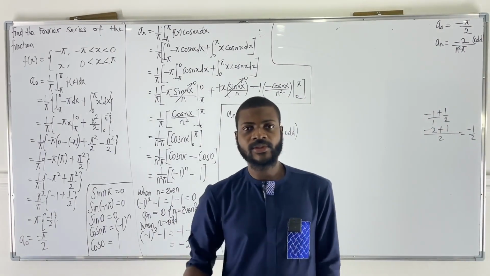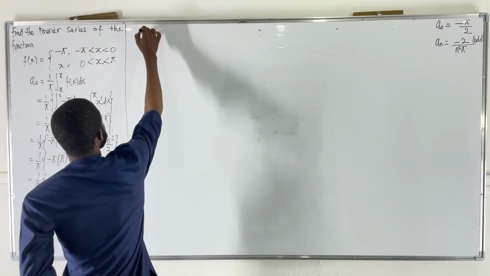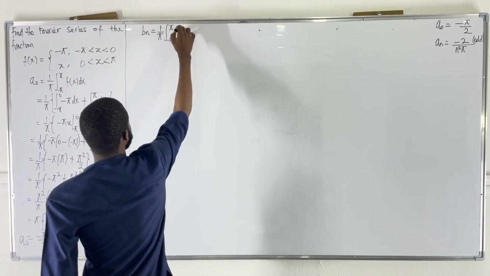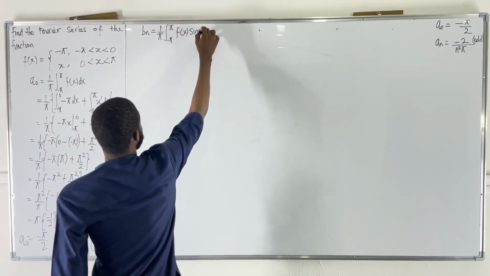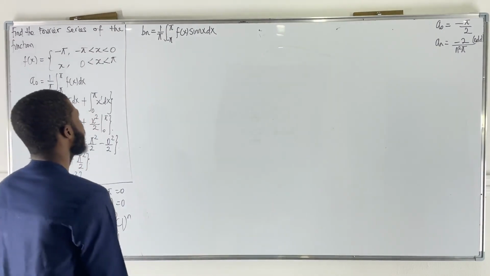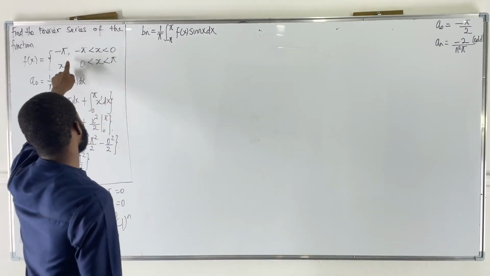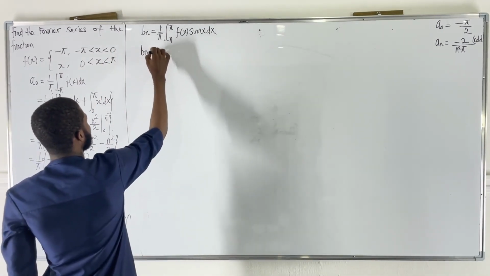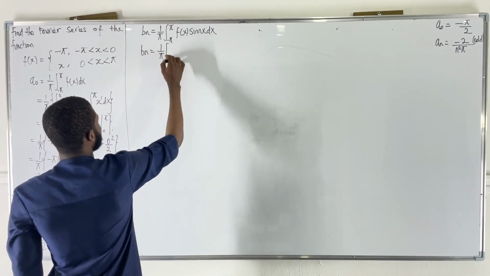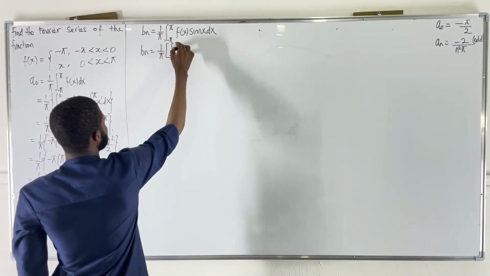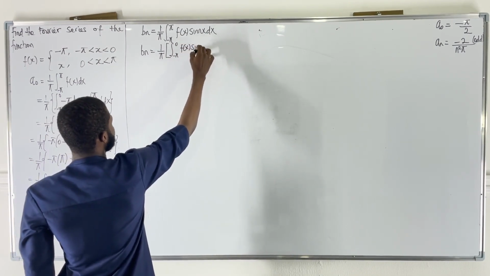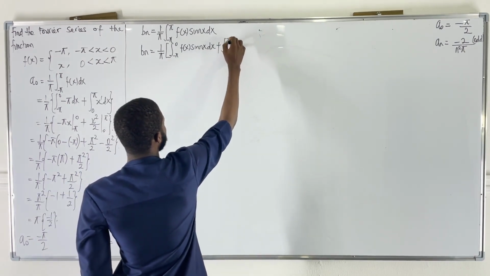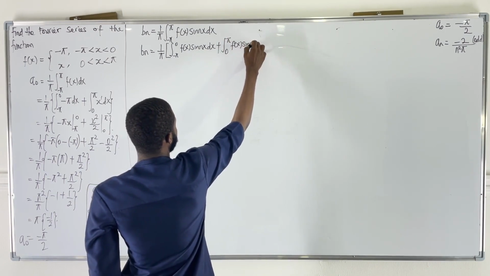So let me wipe the board. So we look for b sub n. So b sub n is 1 over pi, integral from minus pi to pi, f of x sine nx dx. Right now, we're going to split the integral again because we have minus pi to 0 and 0 to pi. So b sub n is 1 over pi, integral from minus pi to 0 of f of x sine nx dx plus integral from 0 to pi of f of x sine nx dx.